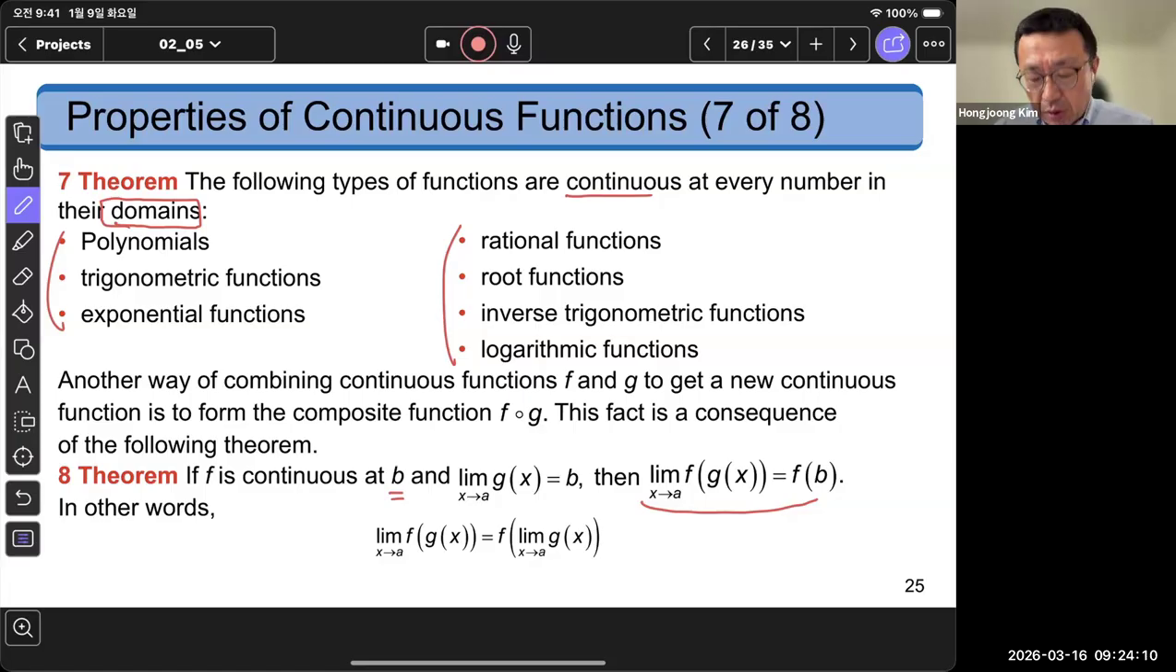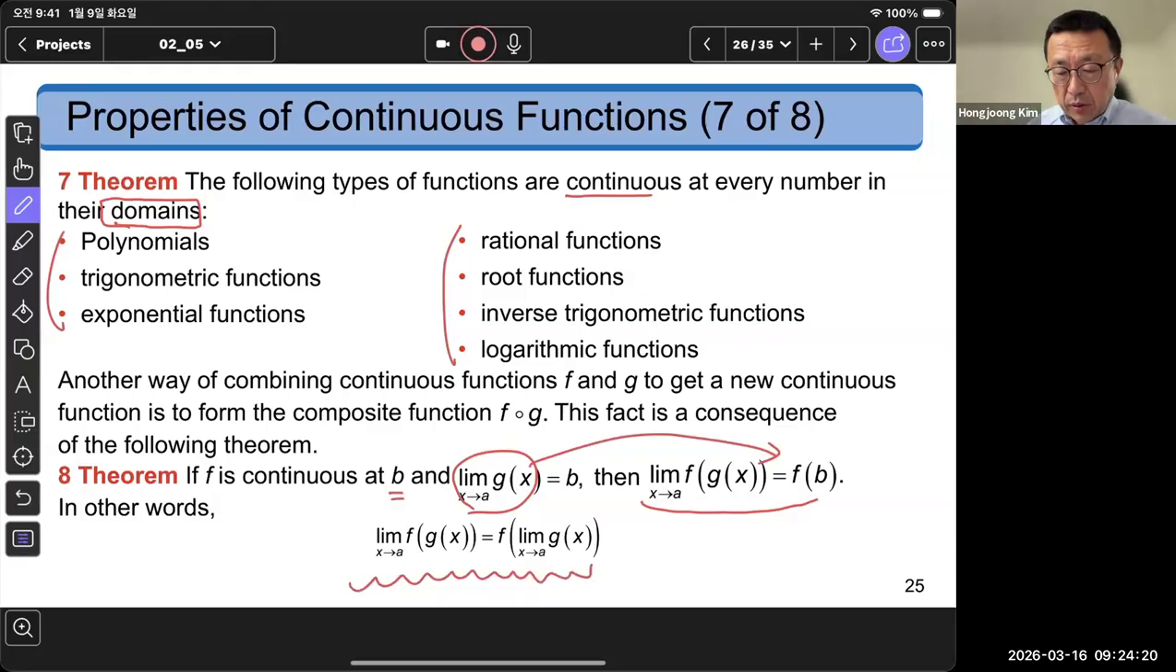Now, since b is the limit of g(x), if I replace this b with that expression, we have this one. So here, which function is continuous? F or g? F. Okay. I'm not talking about the continuity of the g function. I'm talking about the continuity of this f function.